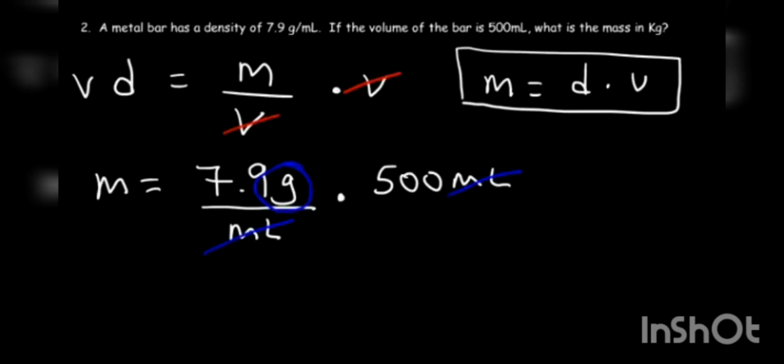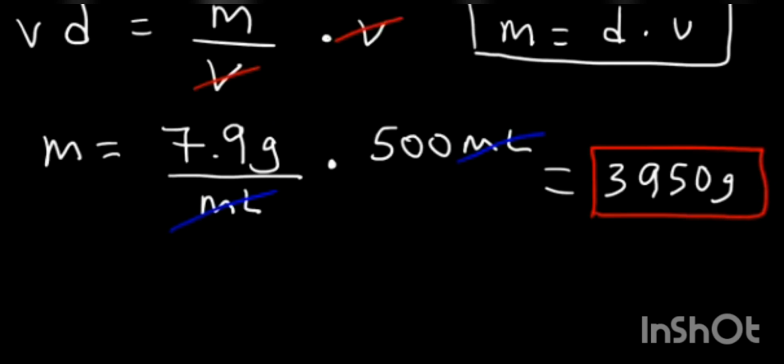Okay, then when you cancel the milliliters, you're going to remain only with gram as a unit. Then you're going to say 7.9 multiplied by 500, and the answer you're going to get is 3950 grams. Okay, so we found the answer. So for you to find the answer in kgs, you just divide the answer you found in grams by 1000. Then the answer you get will be in kgs.